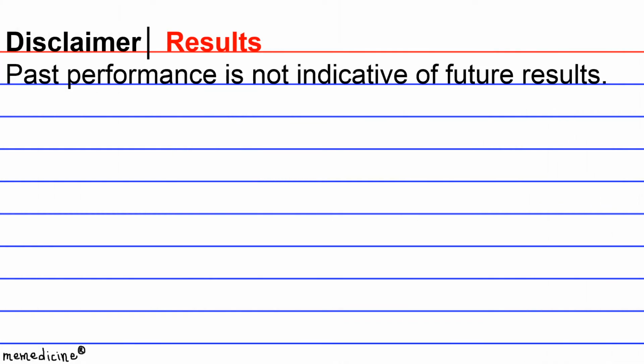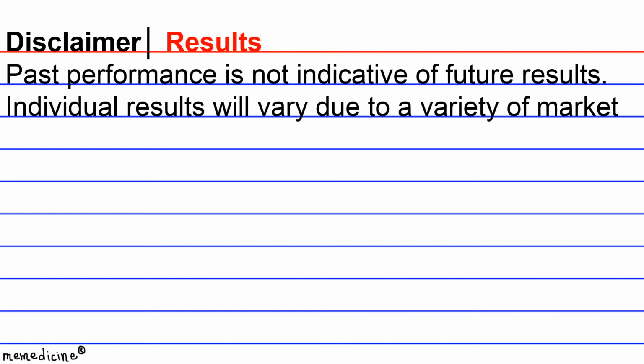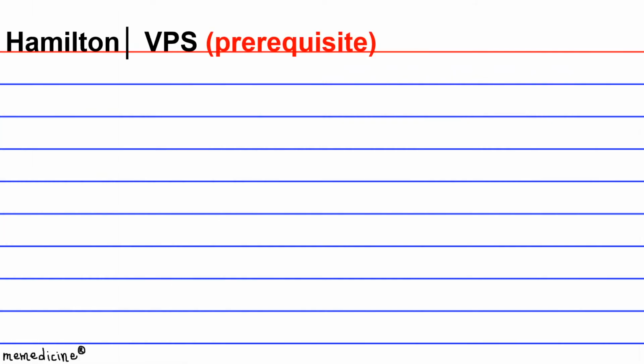Results. Past performance is not indicative of future results. Individual results will vary due to a variety of market conditions and timing. Hamilton VPS prerequisite. This guide walks you through the steps for setting up Hamilton. It is assumed that you have already set up your VPS.